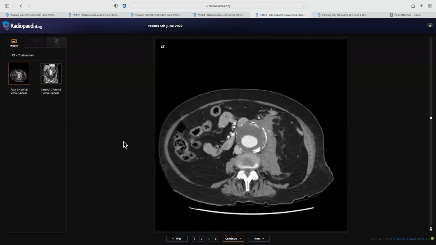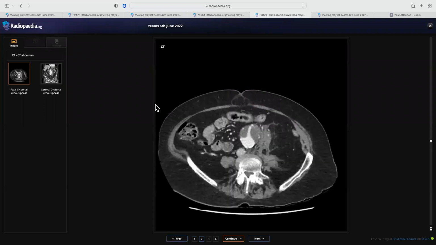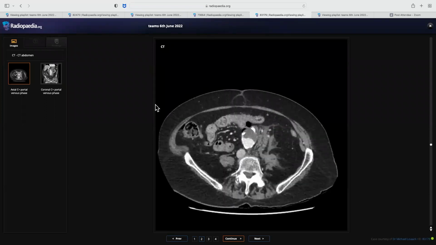Okay, we have the CT, you can see that. So these are scrollable images? Can you scroll or should I scroll for you? No, I can ask. Yes, now you can scroll.